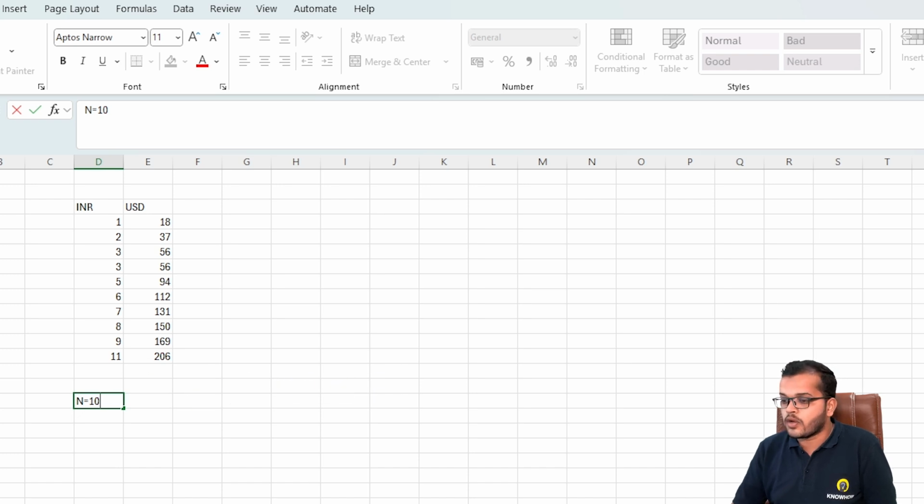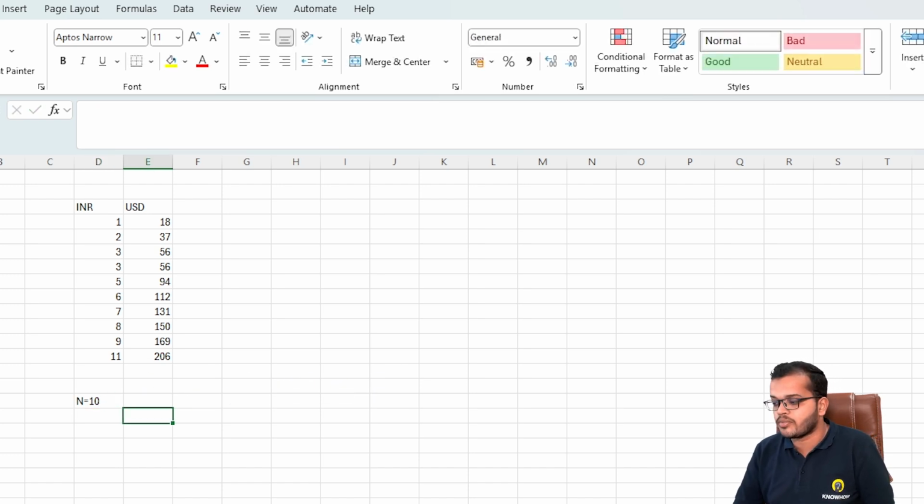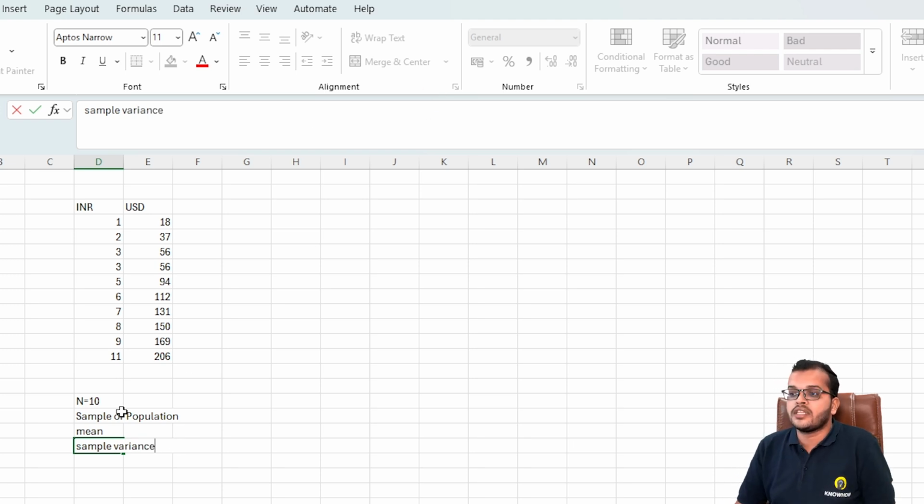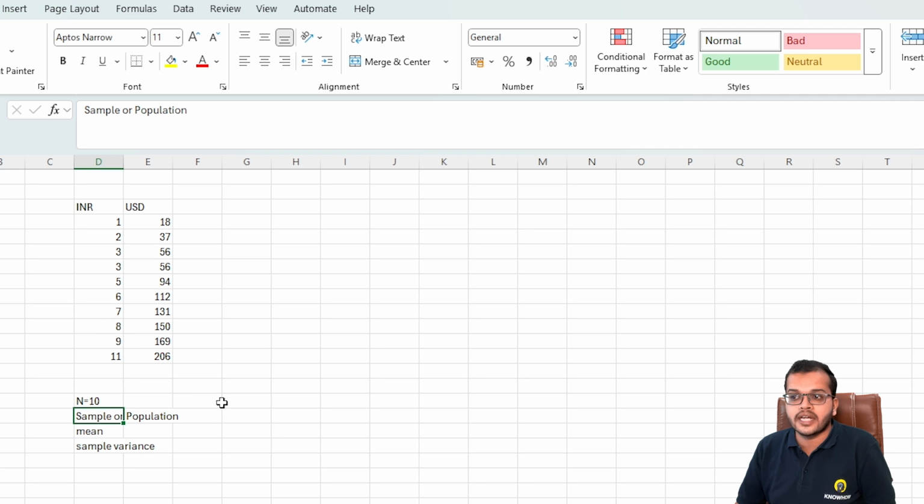So now when n equal to 10, what do we have to do? What is the first step that we have to consider? We have to find out whether it is sample or population variance. After we're done with this, we need to find out the mean and then the sample variance. First we should understand whether this comes under the sample variance category or the population variance category. After finding that out, we find the mean, then we go with the sample variance.